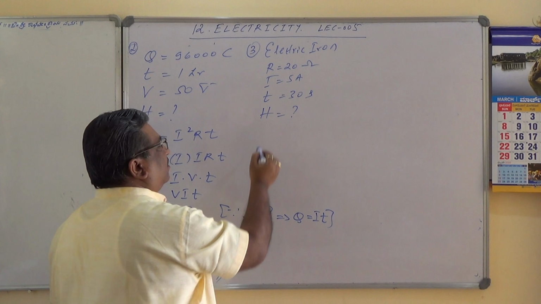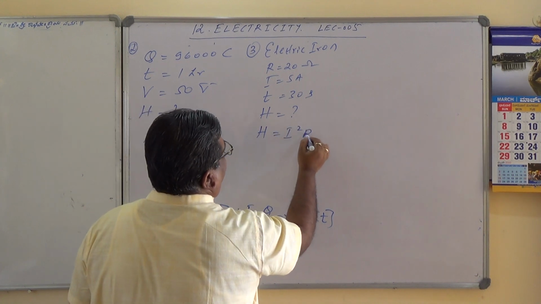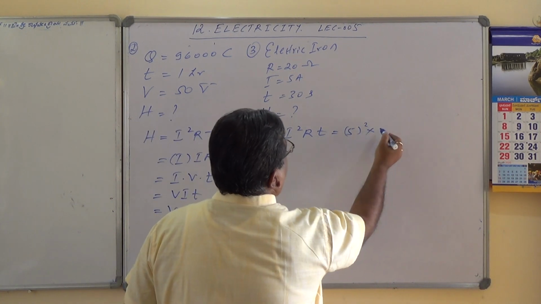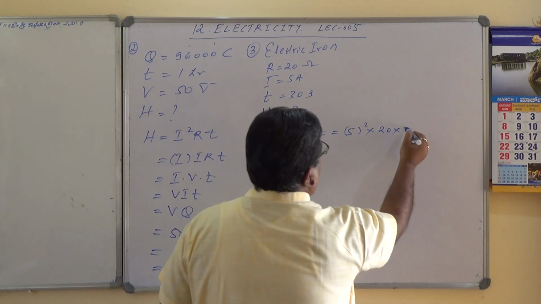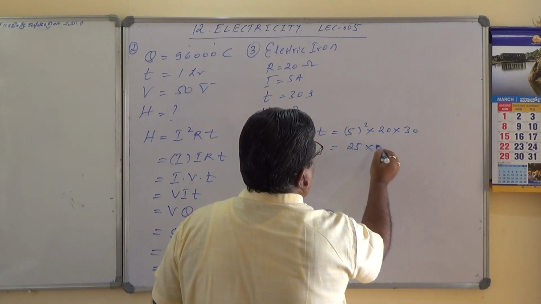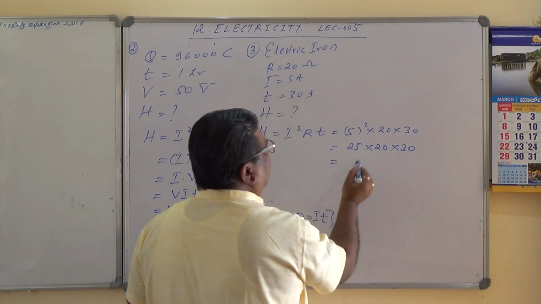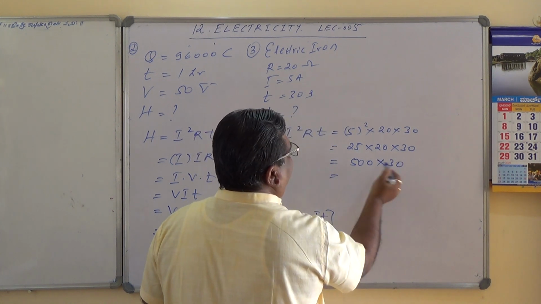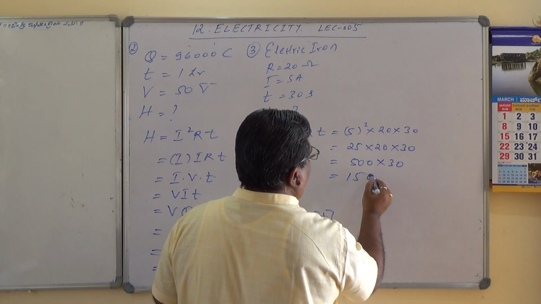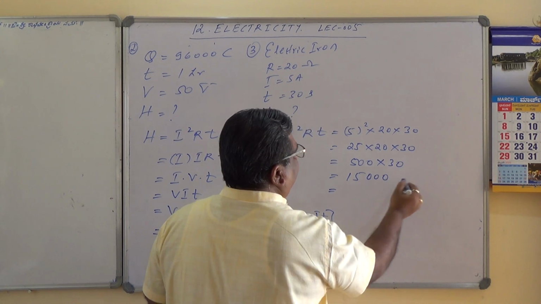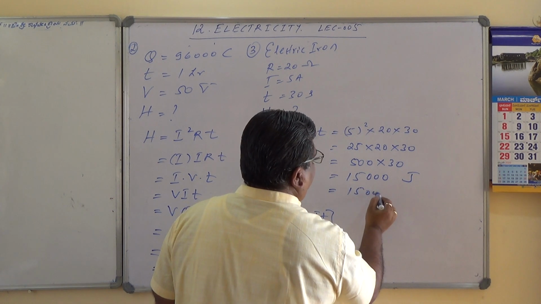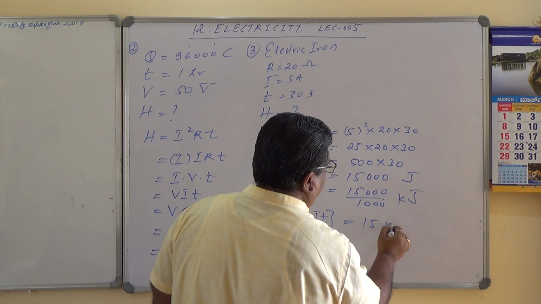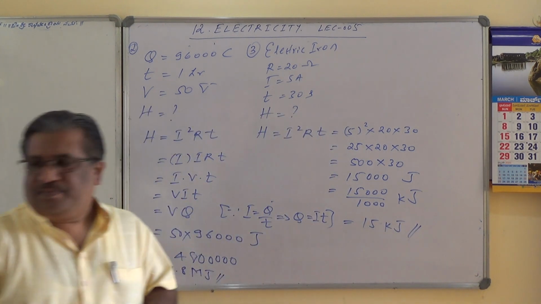H equals question mark. According to Joule's law of heating, H equals I square R T, which equals 5 square into resistance 20 ohms into time 30 seconds. So 25 into 20 into 30. 25 into 2, 50, 500 into 30. 5 3s are 15, and 3 zeros. This is joules here, and therefore 15,000 divided by 1,000, kilojoules, which equals 15 kilojoules. Please correct it. We'll go to the next question.